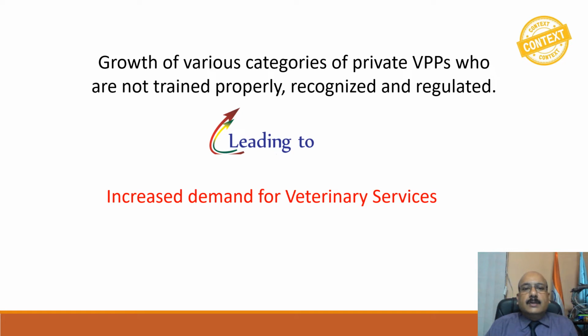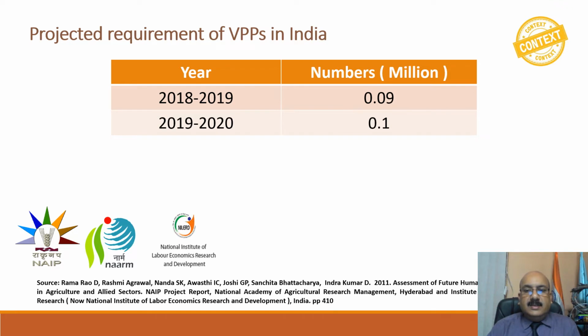In recent years, there is increased demand for veterinary services, more particularly in rural areas, and this has led to a situation where there is growth of various categories of veterinary paraprofessionals in rural areas. Unfortunately, they are neither trained properly nor recognized and regulated. Government agencies in India have recognized the requirement of VPPs, and the projected requirement of VPPs for 2019-20 is 0.1 million.